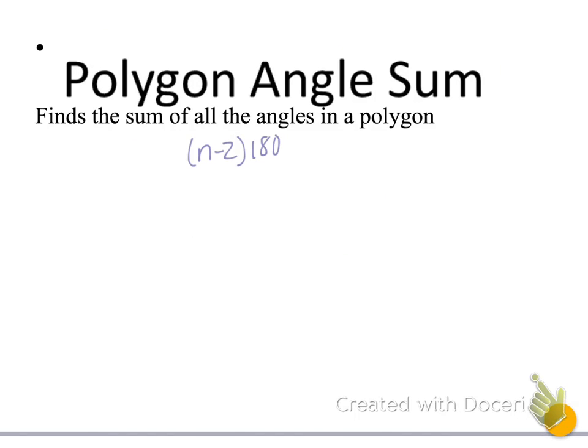Okay, polygon angle sum, so finds the sum of all the angles in a polygon. So what we're going to use to find the total number of degrees in a polygon. So normally triangles are 180, and we're going to see that in a second here. We're going to use this equation n minus 2 times 180. N is going to stand for the number of sides.